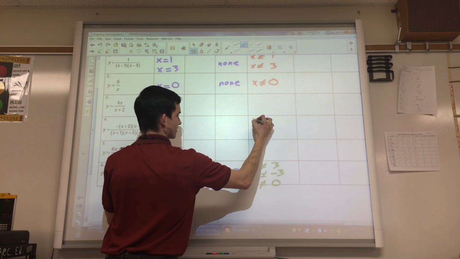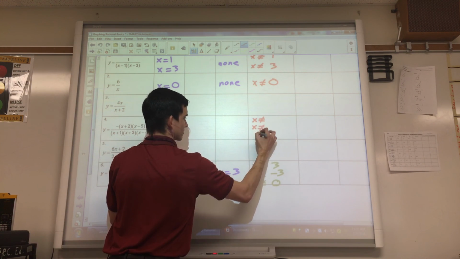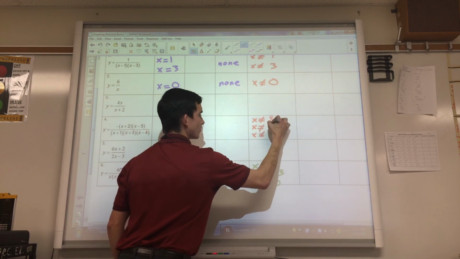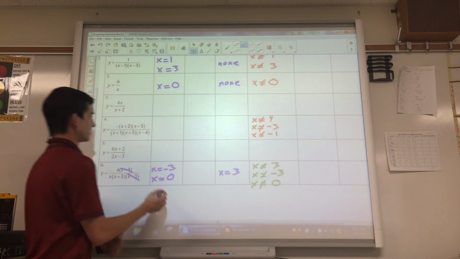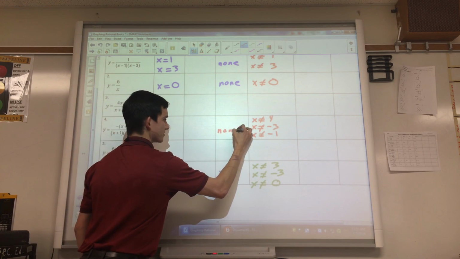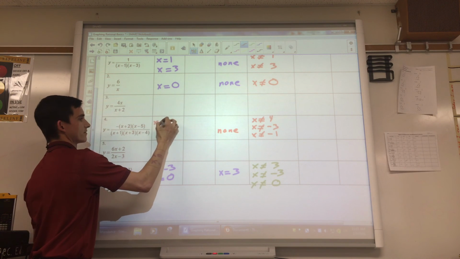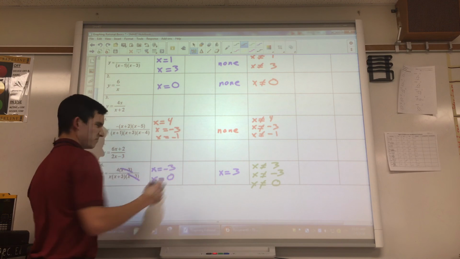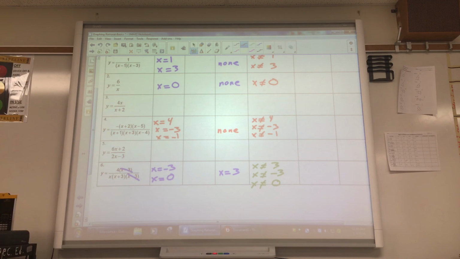So because of this one, x cannot equal three things. X can't equal 4, -3, -1. Nothing cancels with what's up top, so there are no removable discontinuities. Every single one of them is a vertical asymptote. Is everybody okay on that?